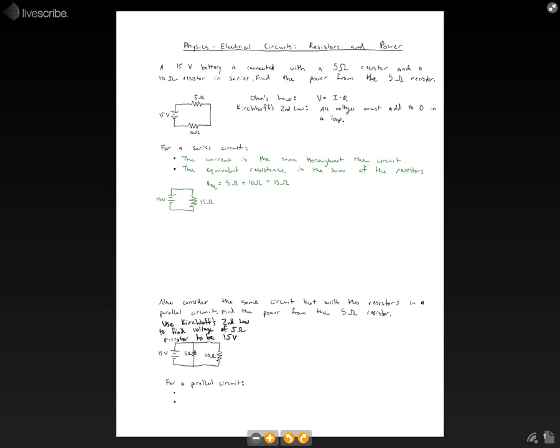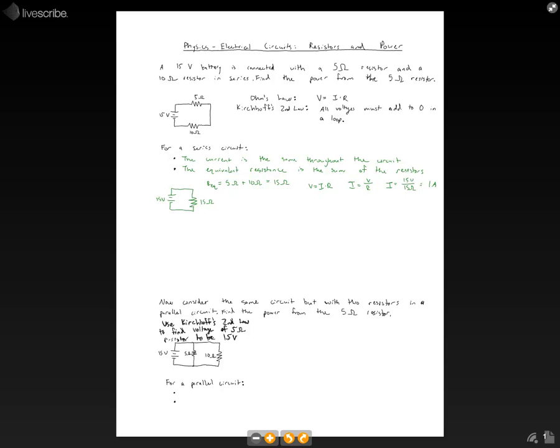So now we can use Ohm's Law here, and we know that V is equal to I multiplied by R, so voltage is equal to current multiplied by resistance. We can divide by resistance on each side, and we get current is equal to voltage divided by resistance. Now we can take our totals to find the actual current throughout the entire circuit. So we have 15 volts over 15 ohms, and that gives us a current of 1 amp.